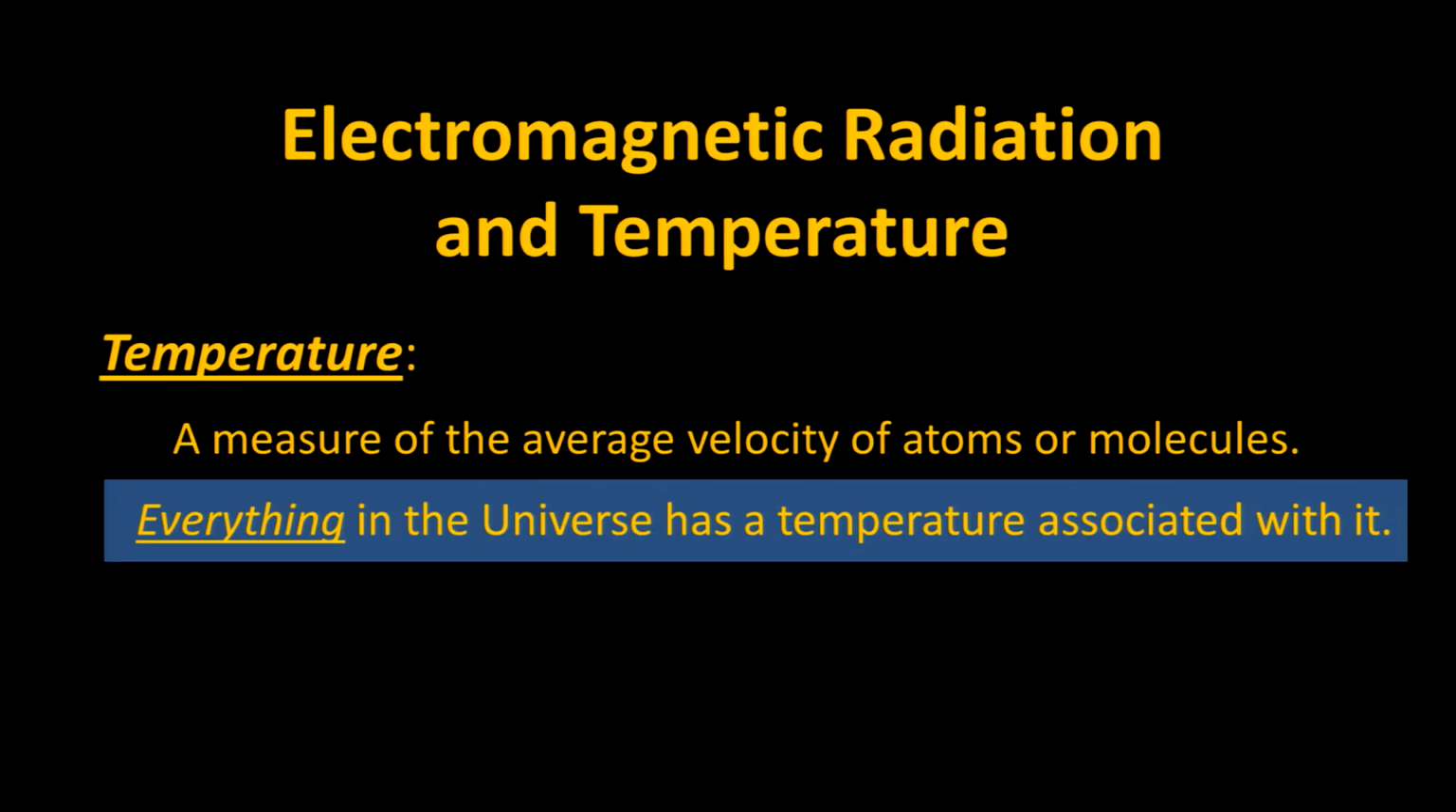Now, a couple of ideas that go with this is the idea that everything in our universe has a temperature. There is no place in our universe that is without temperature. The only real exception to this might be a black hole. A black hole is an object that has no temperature. In fact, the concept of temperature doesn't even apply to a black hole, but we'll talk about that at a later date. So everything in the universe has a temperature associated with it.